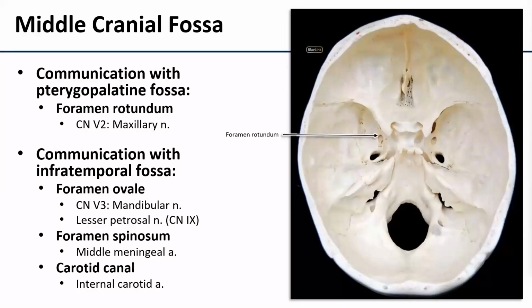The middle cranial fossa also communicates with the regions that sit directly inferior to it. So these are the pterygopalatine fossa anteriorly, and then the infratemporal fossa more posterior. The maxillary nerve will pass through the foramen rotundum to reach the pterygopalatine fossa, and that's that. The infratemporal fossa has a little bit more going on because this is where all of your jaw muscles are located, and it's right at the junction of your anterior neck and the cranium. So here we've got the mandibular nerve and lesser petrosal nerve passing through foramen ovale to get into the infratemporal fossa.